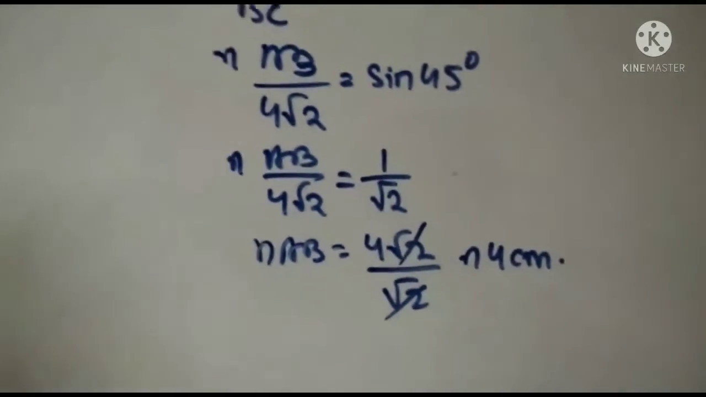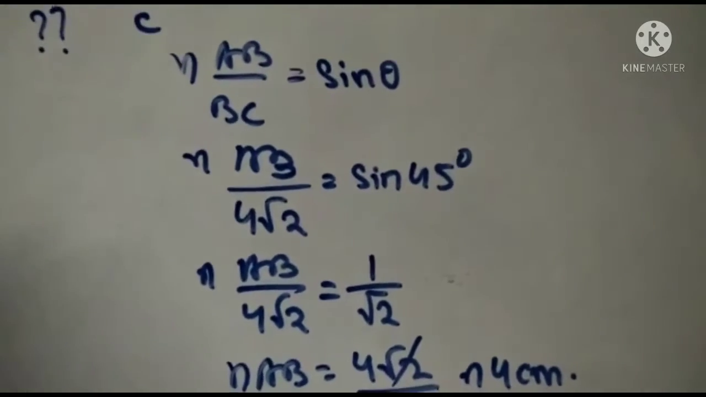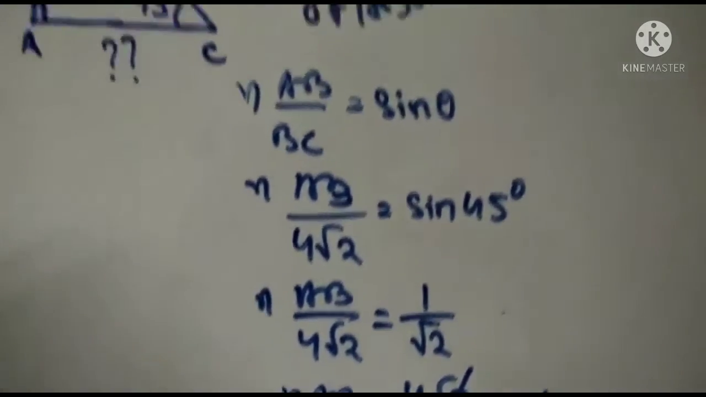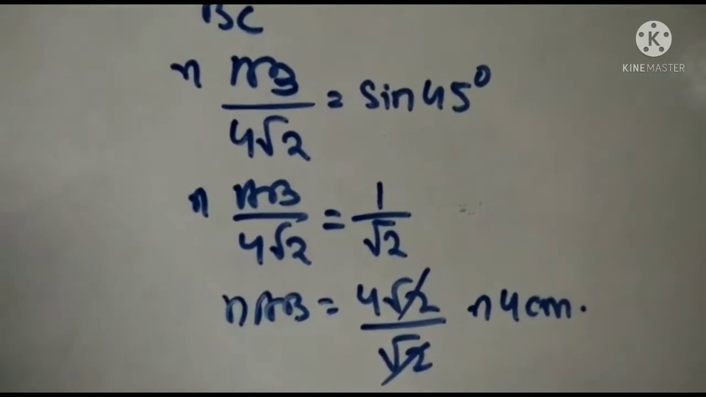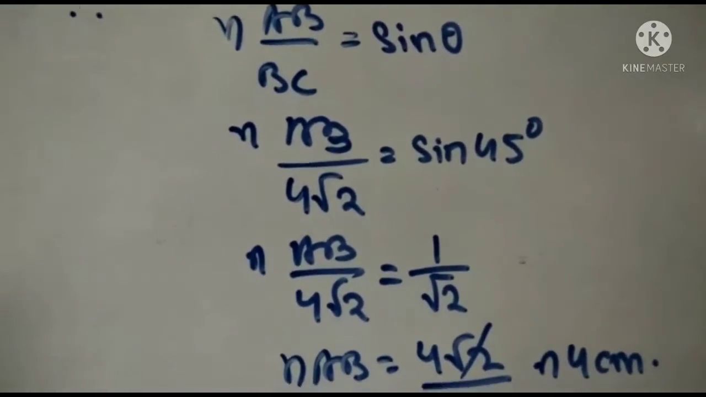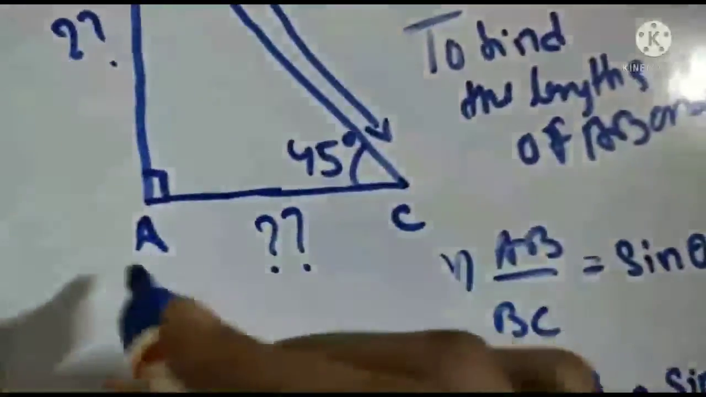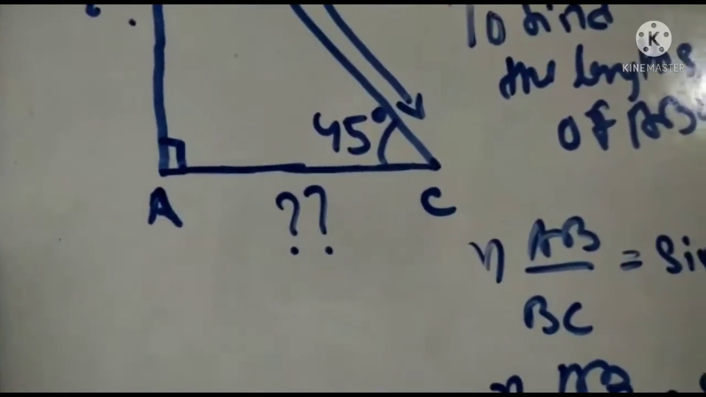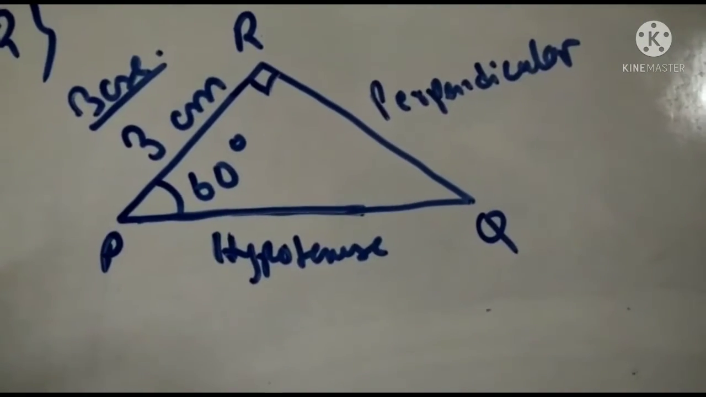So I think you can understand how to find the length of the other two sides by using trigonometric application. This is what I did. By using trigonometric application, I have found AB when one side is given. See here, one side is given, no? BC is given, that's why I have found AB. Now similarly we have to find AC also. Let's see how to find AC. Now let's see the solution of question 2.